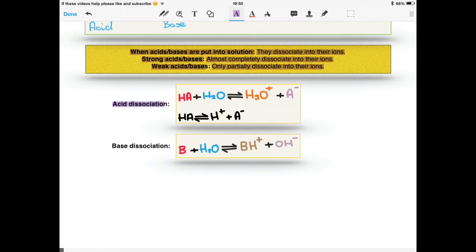The base dissociation, where B is the base, is B plus H2O to form BH+ and OH-. Just remember, whenever you're talking about a basic solution, it's always OH-. That's how you can remember the base dissociation equation. And that's all you really need to know for the basics of acids and bases. The next videos will get a little bit harder, but with enough practice, they're not too hard.